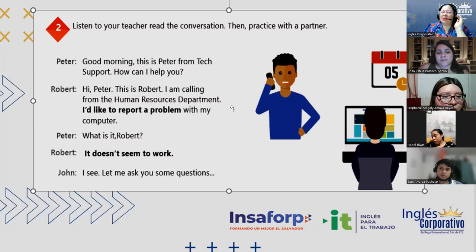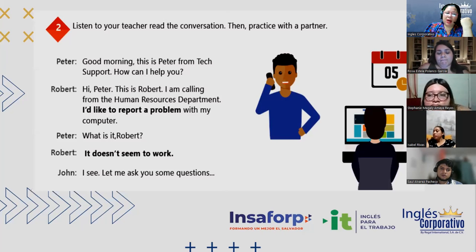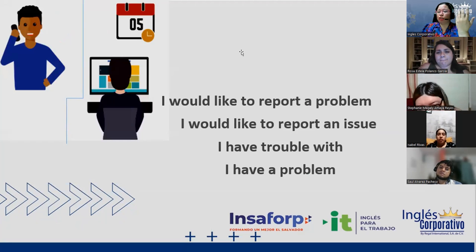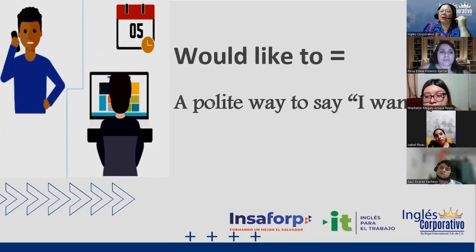Great. That is a very good expression to say I want to, but in a very polite way. Okay, we use I'd like. I will explain this a little bit. It means I would like to report a problem. We use would. Would is a modal verb to help you to ask for something in a polite way. Very polite language. This is a polite way to say, I want.